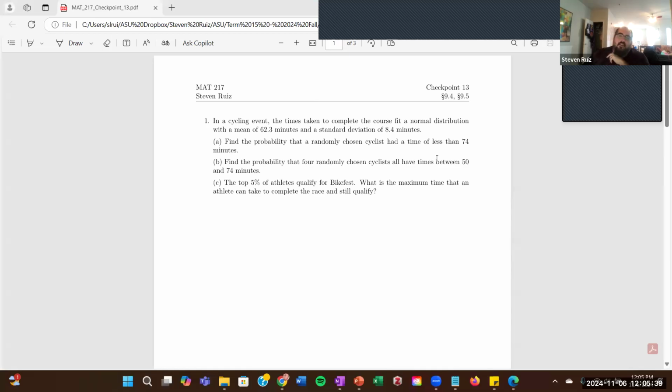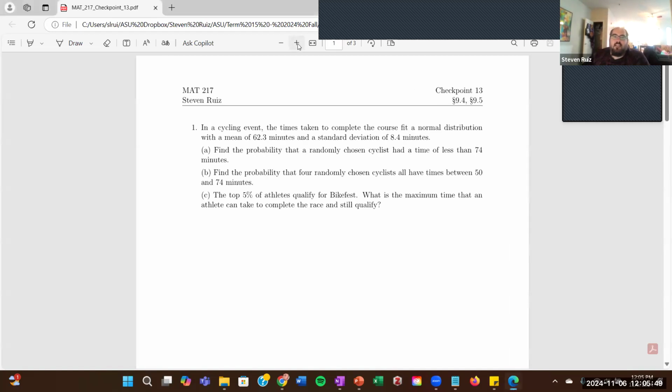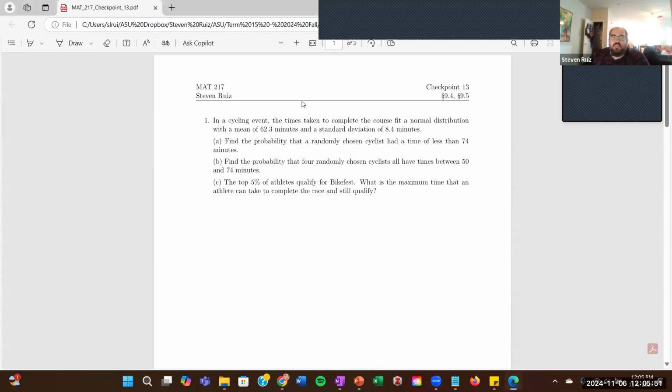All right, let's take a look at checkpoint 13. So for this first question, we're told about this cycling event whose results are going to fit a normal distribution. Because of that, we can make a lot of assumptions about the way the data behaves.